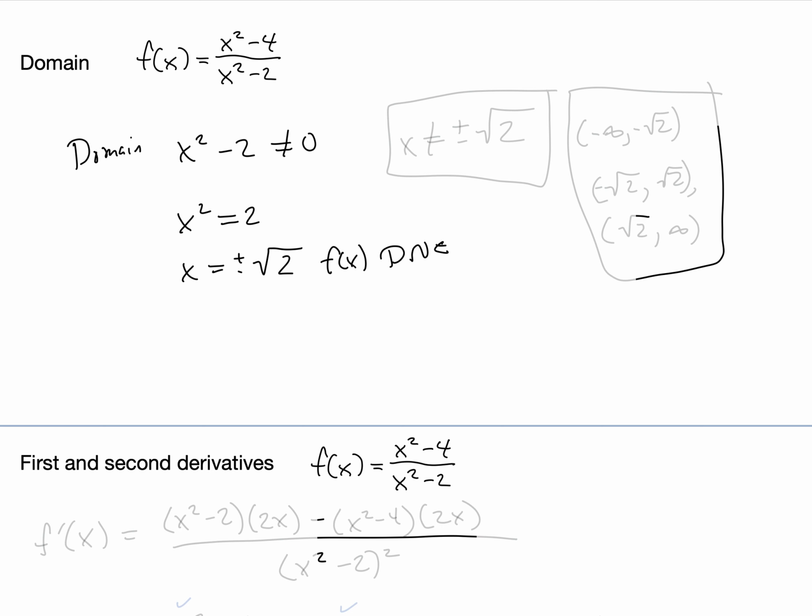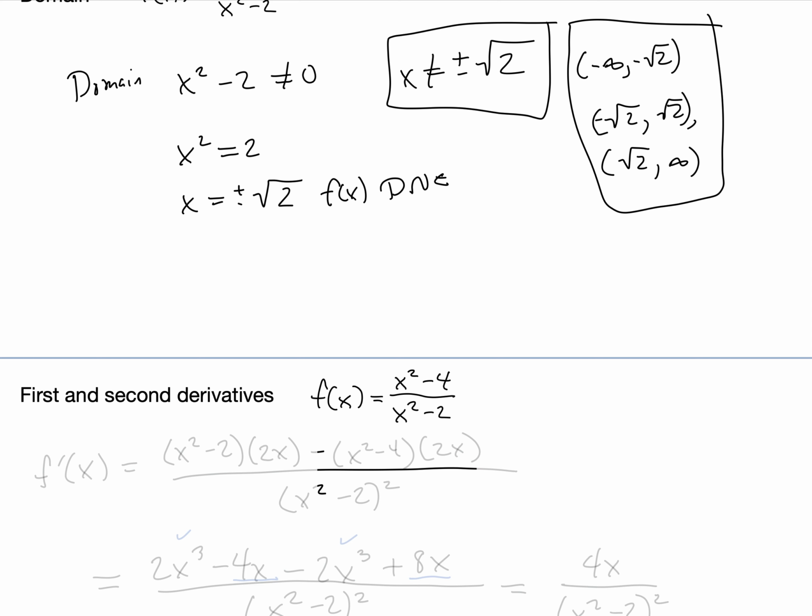And so therefore our domain, x not equal to plus or minus the square root of 2, is one way to describe it. Another way to describe it would be negative infinity up to negative square root of 2, as well as the interval from negative square root of 2 to positive square root of 2, as well as the interval from square root of 2 up to infinity. So that would be another way to describe the domain.